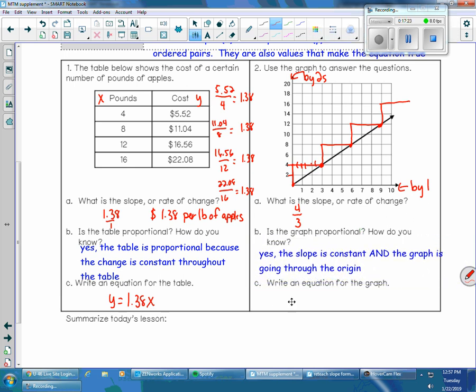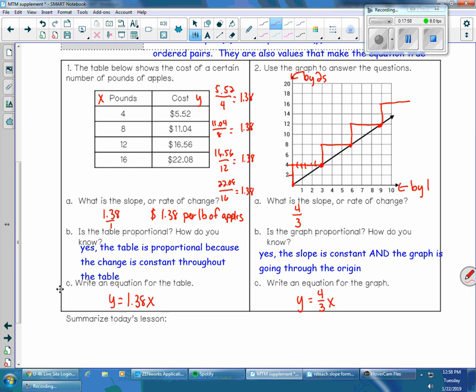If I'm writing an equation for the graph, my y, my output, is equal to my slope times my input, the x. Okay? So they are asking you to summarize today's lesson, and you have a little bit of space there. So what did we learn today? We learned that a graph of something that is proportional is going to pass through the origin, and it's going to be a straight line. We learned that if a table is proportional, my y's divided by my x's are going to be the same throughout the table, and that's going to represent my slope.